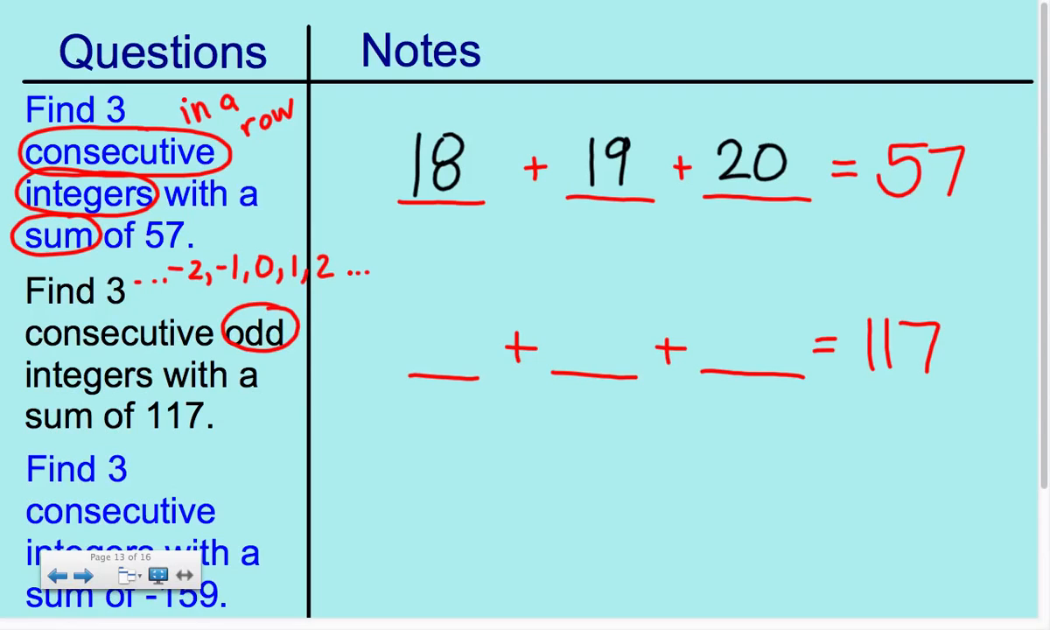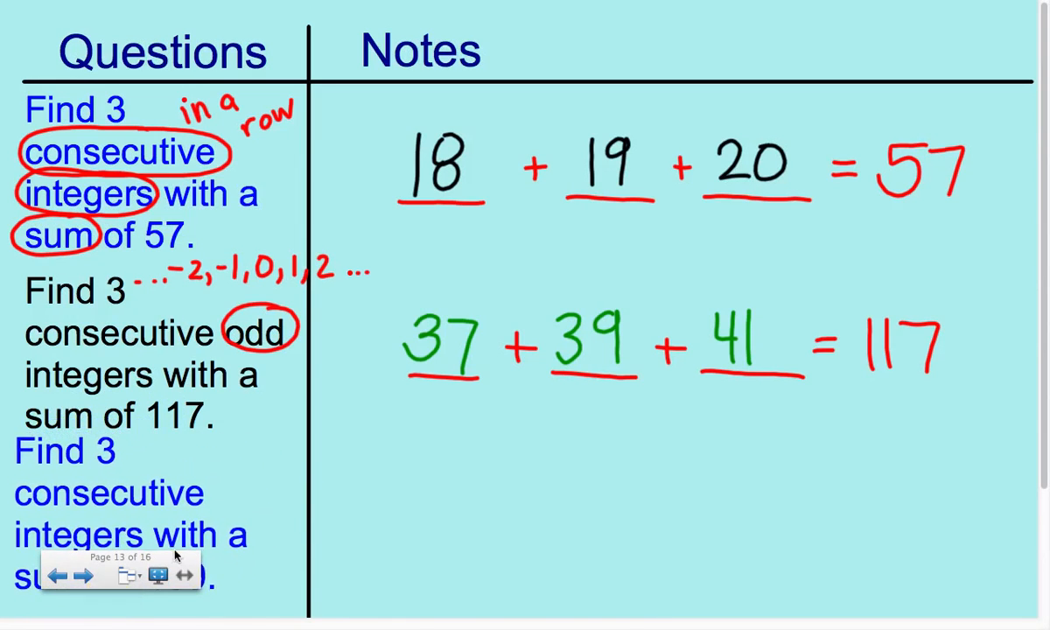129, pretty close but a little bit big. Let's jump down to 39 plus 41 plus 43. 123, still a little big. 37 plus 39 plus 41 gave me 117. And again, you will want a calculator when you're doing this. Don't try and do it by hand. Find a calculator. You can use one on the test and quiz for this chapter.